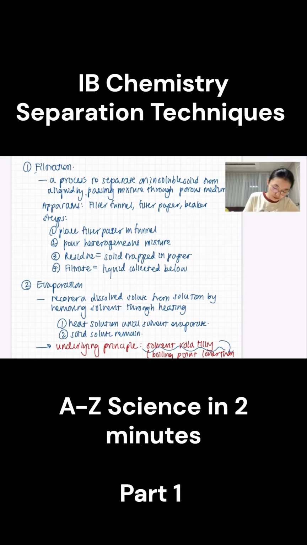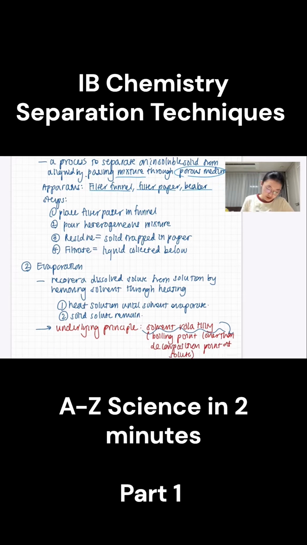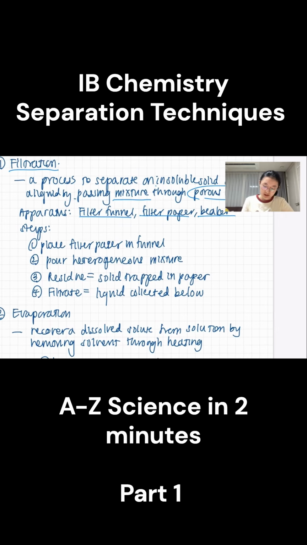First, let's start off with filtration. Filtration is essentially the process to separate an insoluble solid from a liquid, and it does so by passing the mixture through a porous medium. The equipment that we need for this process is a filter funnel. We also need a filter paper and a beaker. The first step is to place the filter paper in the funnel.